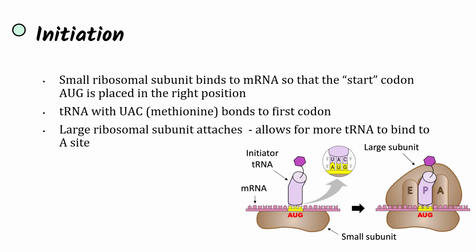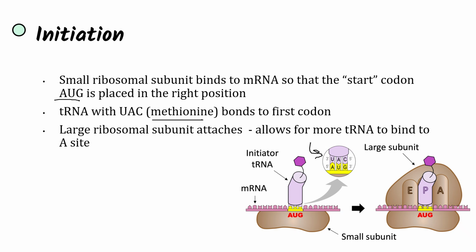First up is initiation. A small ribosomal subunit is going to bind to the mRNA so that the start codon, AUG, is placed in the right position. All transcription and translation sequences are going to start with the sequence of AUG. That's going to begin protein production. And so the tRNA with UAC, methionine, is going to bond to the first codon. And UAC, those are going to be the base pairs to AUG: adenine to uracil, uracil to adenine, and guanine to cytosine. And so it's going to bind the first amino acid, methionine, to the first codon.